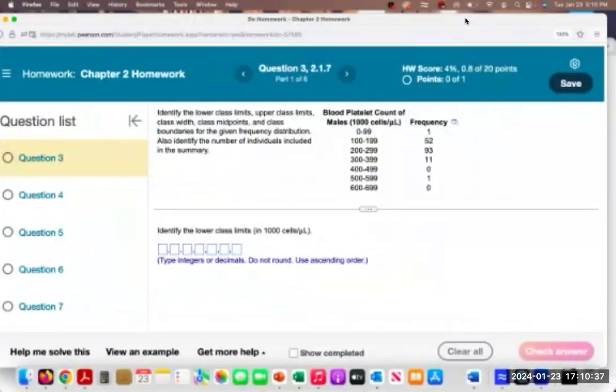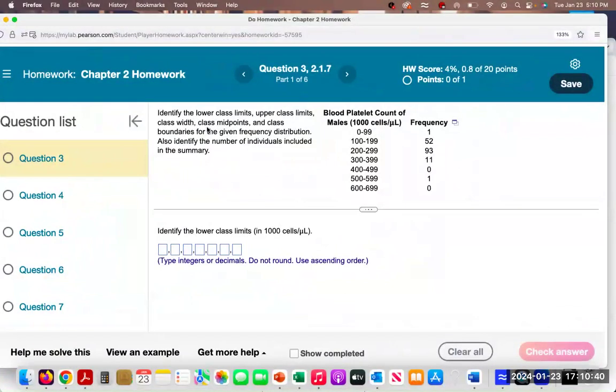Identify the lower class limits, upper class limits, class width, class midpoint, and the boundaries for the given distribution. So the lower class limits are the smallest numbers that can belong to each of the different classes.